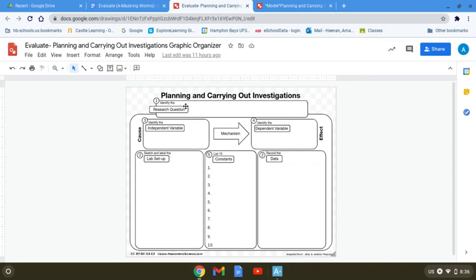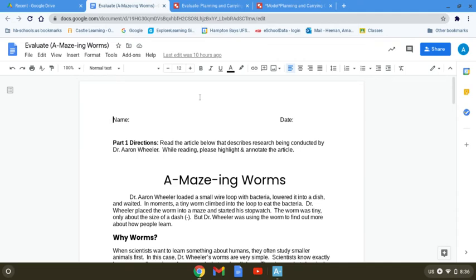Okay, number 1, identify the research question. 2, sketch and label the lab setup and record the data. 3, identify the independent variable. 4, identify the dependent variable. And 5, listing your constants. Okay, so let's go to the article now, and I'm going to read this to you.